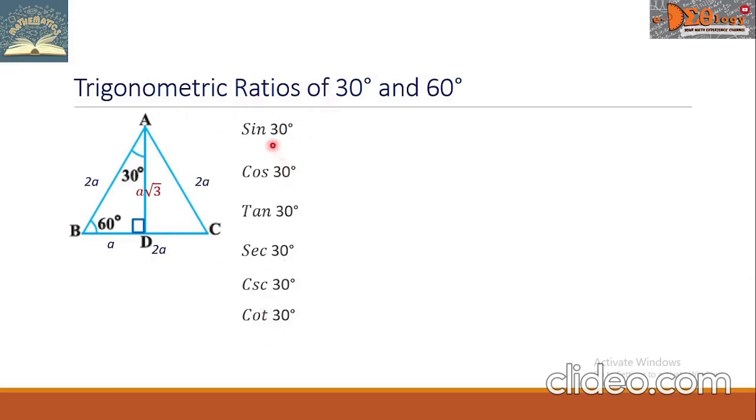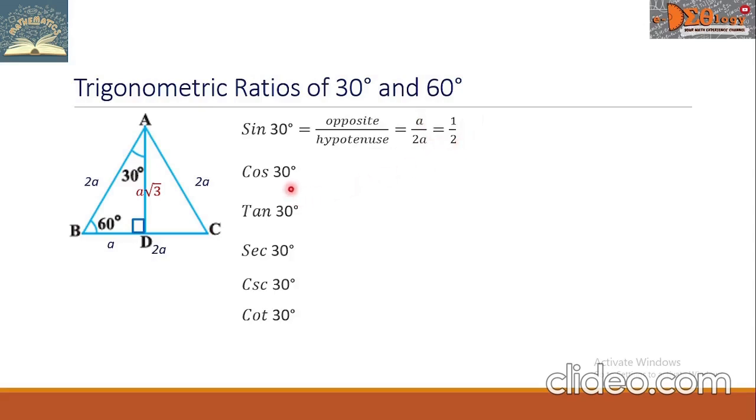Let's begin with sine 30 degrees. We know that sine equals opposite over hypotenuse. Looking at the figure, the 30 degrees is here. So we write the values. The opposite is A over 2A, which is the hypotenuse. We can simplify this by cancelling A. So it becomes 1 over 2.